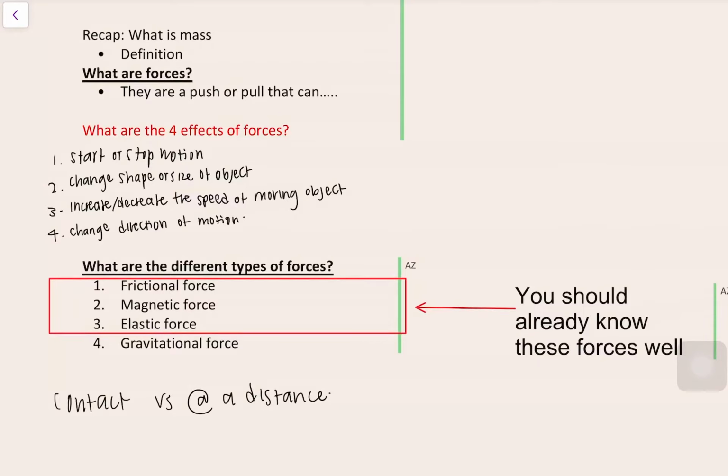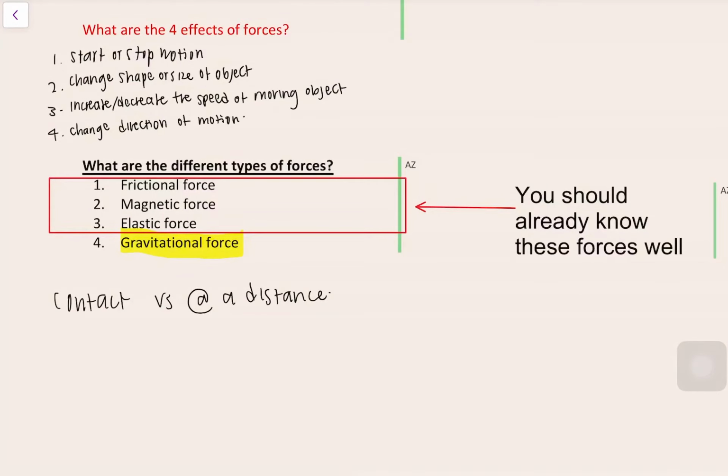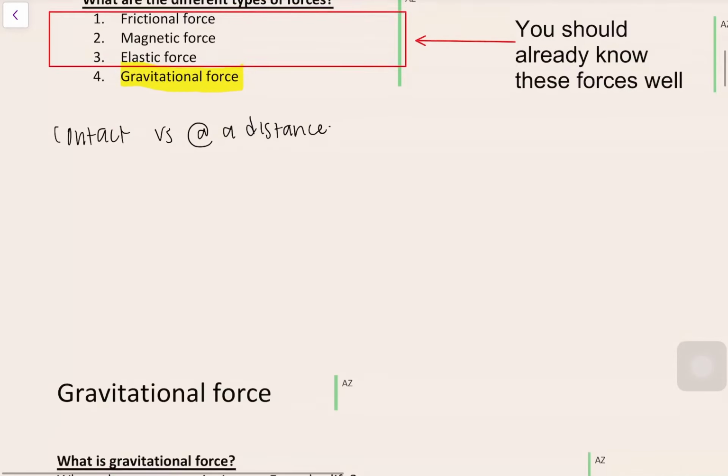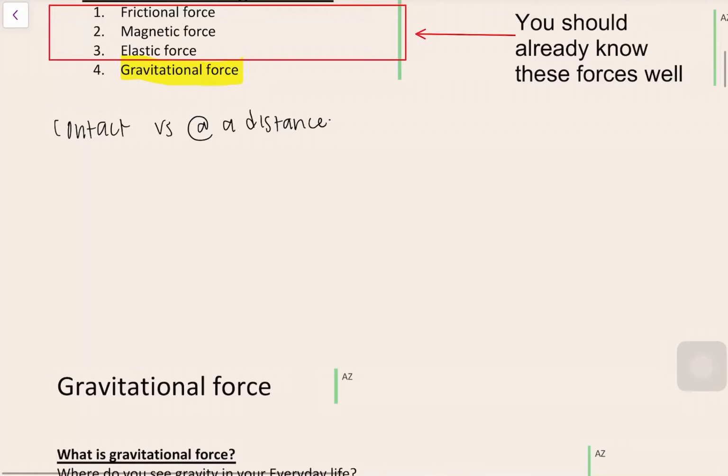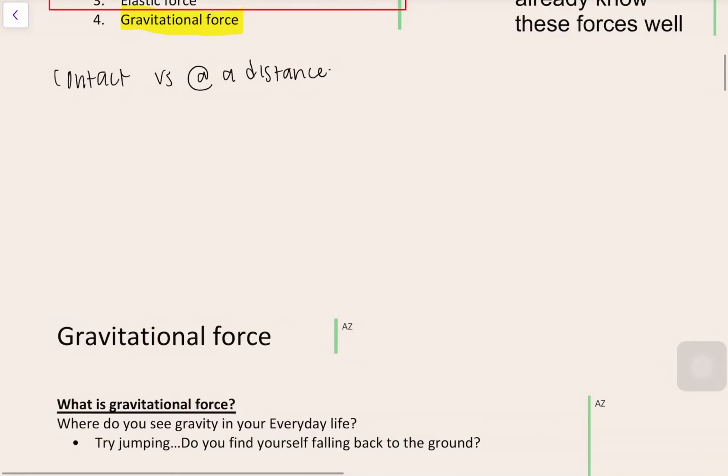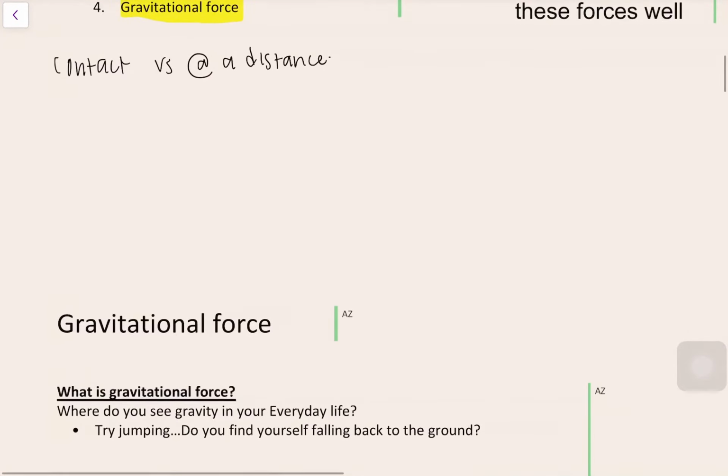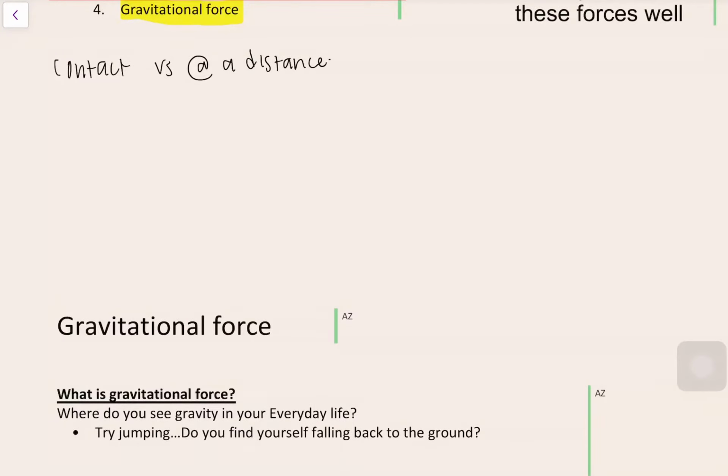Alright, so today we will be focusing on the 4th force, which is the gravitational force. So by the end of today, you'll be able to define and explain what gravitational force is. Alright, so firstly, let's move on to gravitational force. So what is gravitational force? I would like you to try this out. Try jumping. Do you find yourself falling back to the ground? Is there something that is pulling you back to the ground?